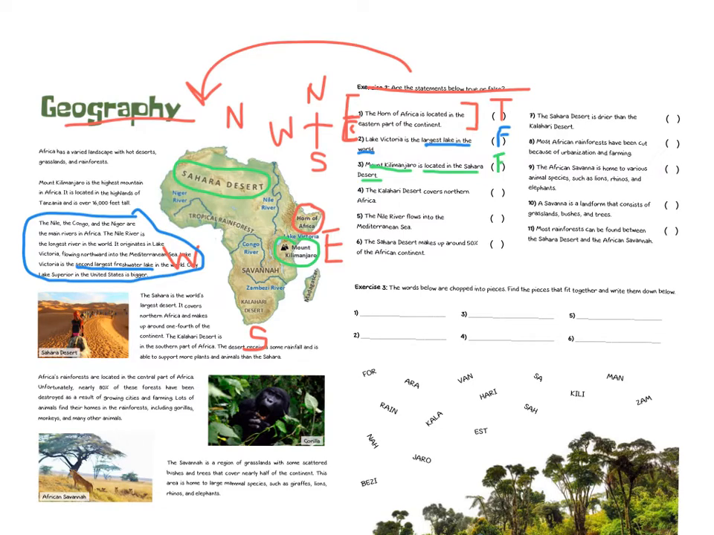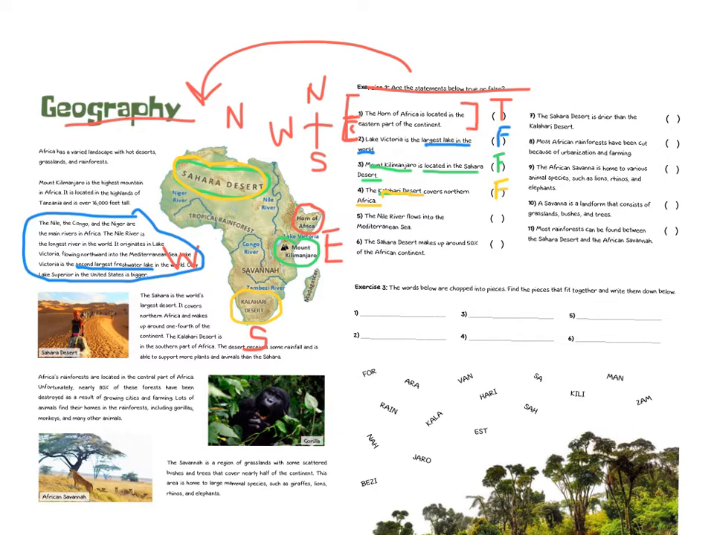Okay. 4, the Kalahari Desert. Let me see if we can do the yellow. Kalahari Desert covers northern Africa. Okay, Kalahari Desert is here in the south, so it does not cover the north. The north is the Sahara Desert. So, another false.